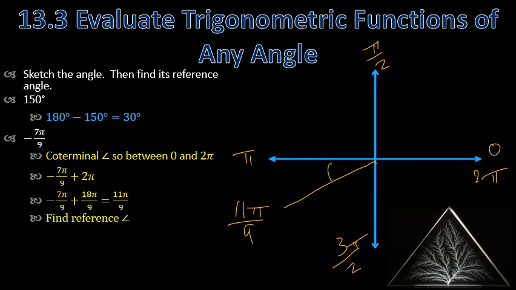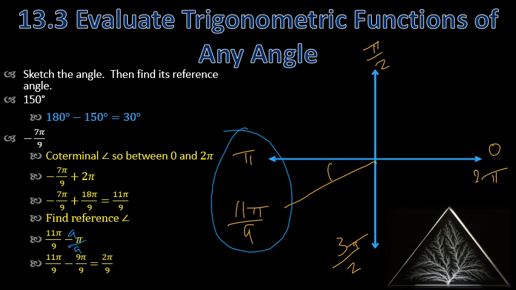The reference angle would be there. And to find that reference angle, I subtract the two sides of the angle. Subtract those two: 11 pi over 9 minus pi. Get a common denominator, so this would be 9 pi over 9. So 11 pi over 9 minus 9 pi over 9 is 2 pi over 9. So the reference angle is 2 pi over 9.